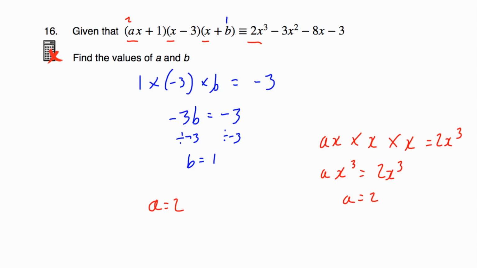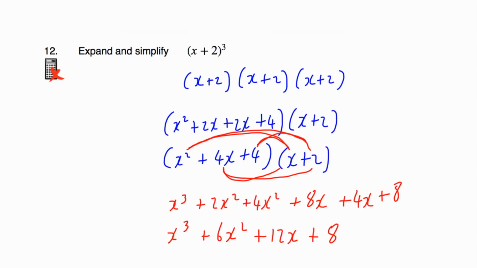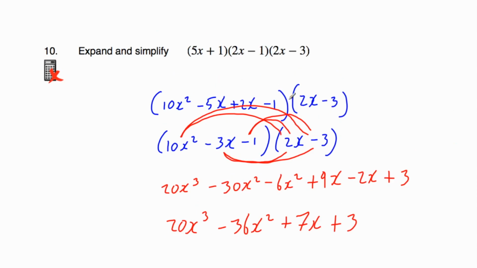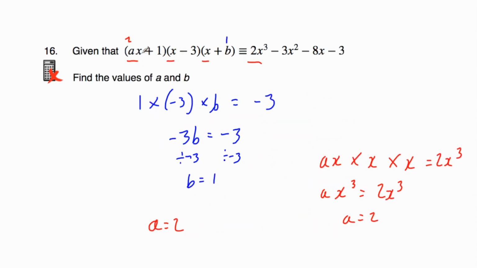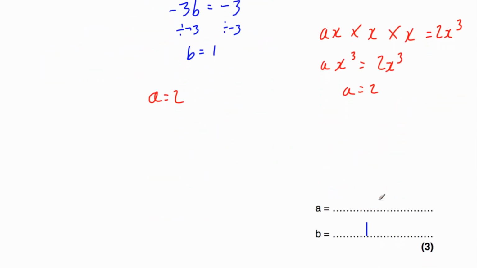And if you look at our previous questions, whenever you multiply the x terms together, they will give you your x cubed term. So if we have a look at another question here, we had 5x times 2x times 2x. Well, 5x times 2x is 10x squared. Times 2x would be 20x cubed, and that's why we have our 20x cubed at the beginning. So that is a very useful technique to find that a in front of that x, and that's it. So a equals 2 and b equals 1.